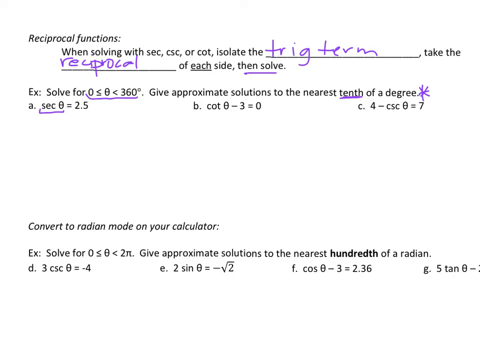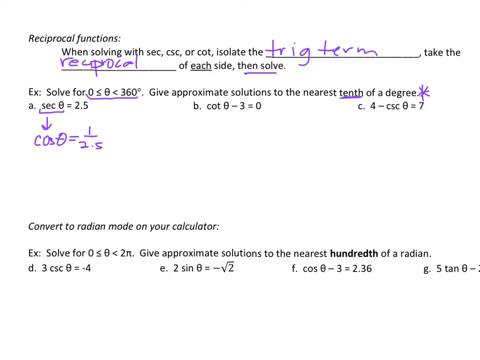Then it says take the reciprocal of each side. So when I say that, we're not going to make secant a fraction. We're just going to say that the reciprocal of secant is cosine. But then we have to take the reciprocal on the right-hand side. The reciprocal of 2.5 would just be 1 over 2.5. It's literally that easy, you guys. So if secant equals 2.5, then cosine is just the reciprocal, 1 over 2.5.